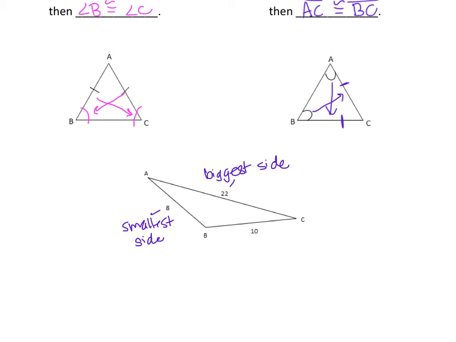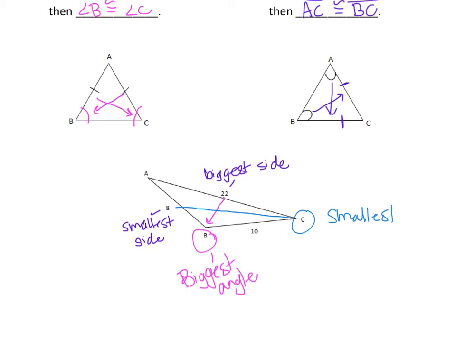Alright, so opposite of the biggest side, so if I were to take this biggest side and go to the opposite angle, that is going to be the biggest angle of your triangle. How crazy is that? So angle B is the biggest angle because it's opposite from the biggest side. That works for the smallest also. Whatever your smallest side is, if you go to the angle across from it, that's going to be the smallest angle of the triangle.